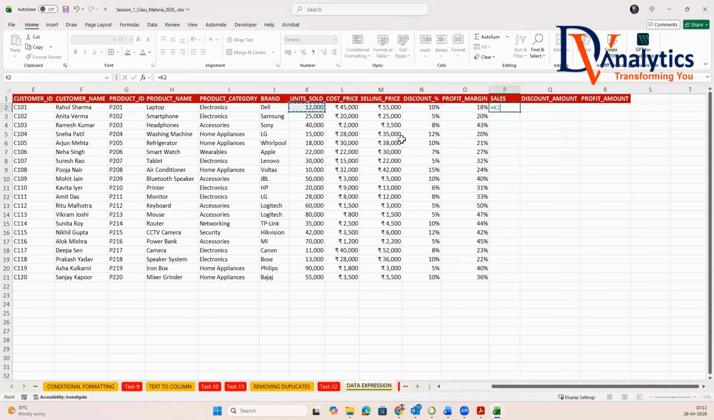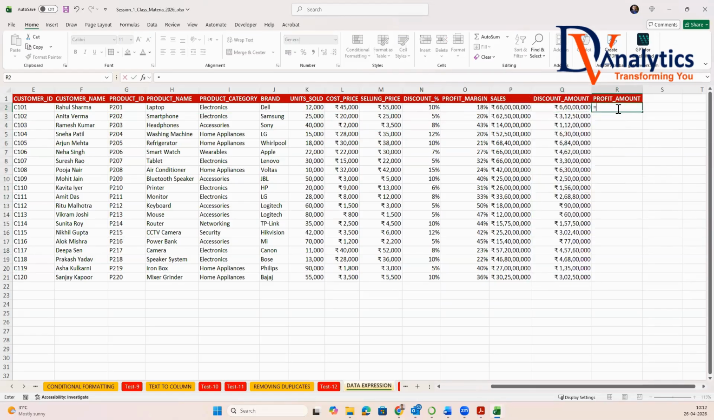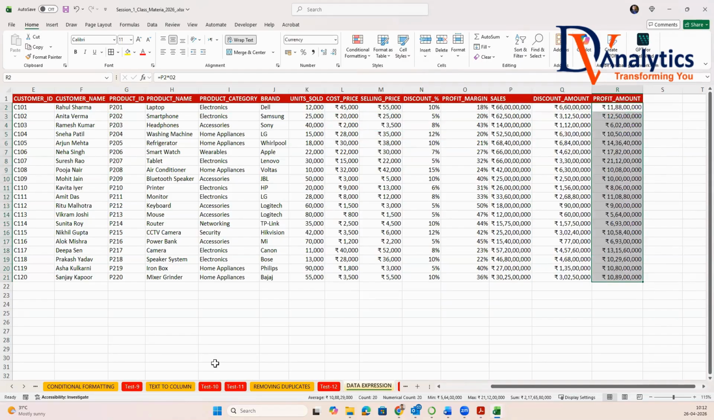Units sold multiplied with what? Selling price. Yes or no, guys? Yes, sir. How to get the discounted amount? The selling price multiplied with discount percentage. How to calculate the profit margin? Selling price to be multiplied with profit margin percentage. This is the profit margin. Yes or no? Yes, sir.